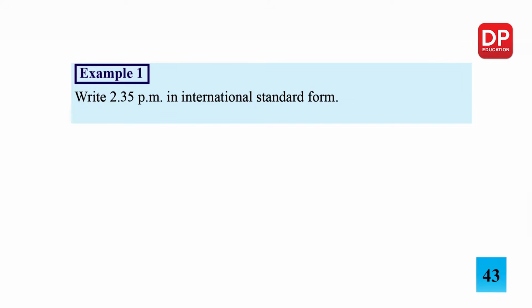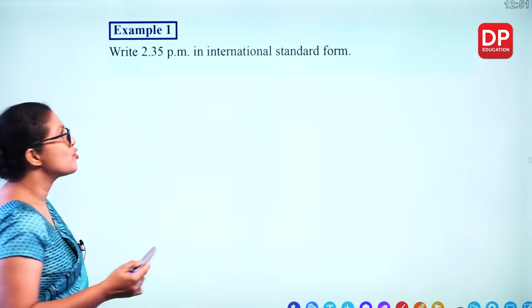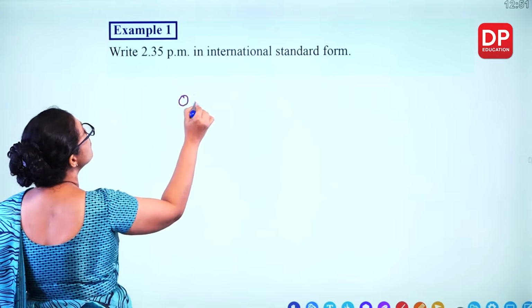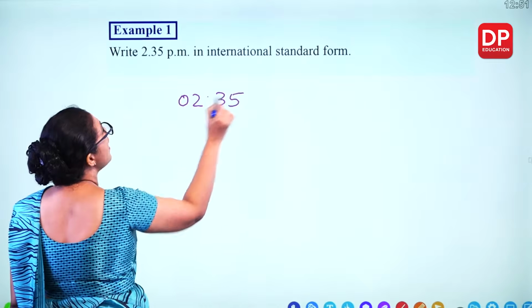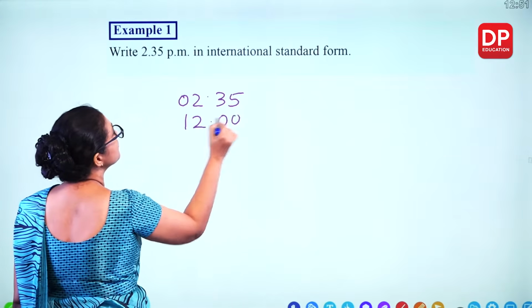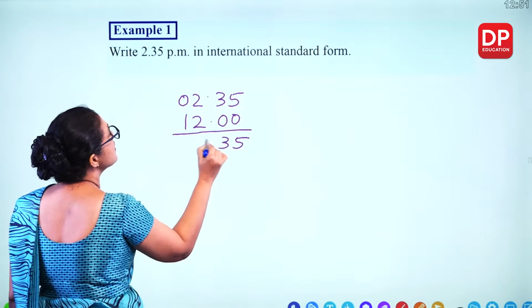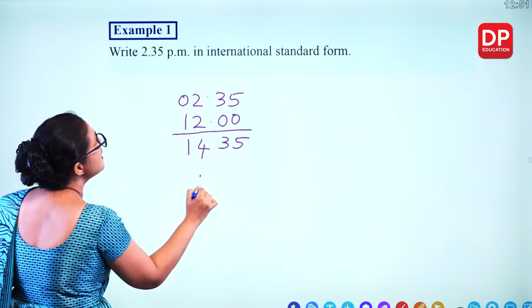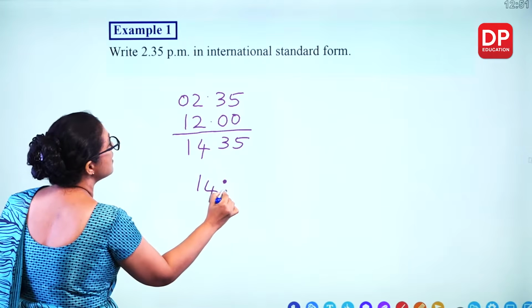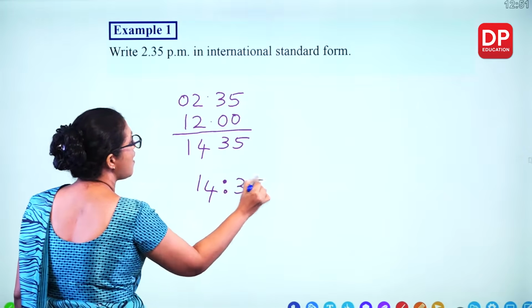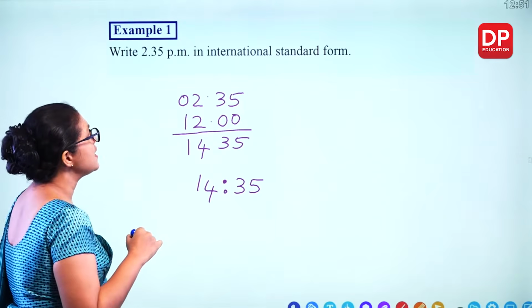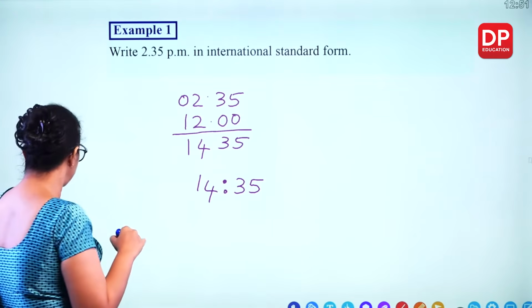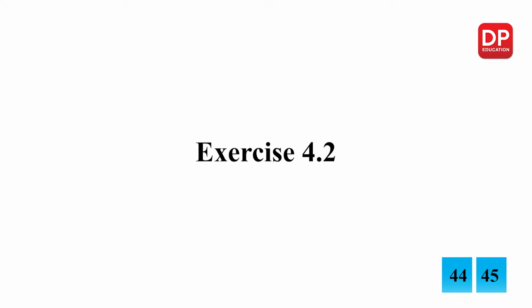Example number 1. Write 2:35 p.m. in the International Standard. So that means you have to add 12. 2:35 add 12, you get 14:35. 14 hours and 35 minutes. That's the standard form.